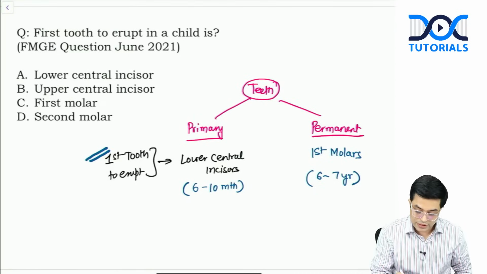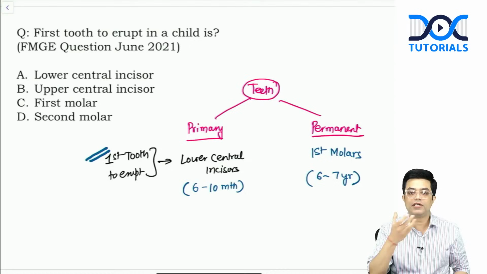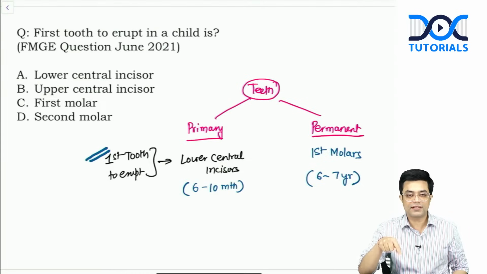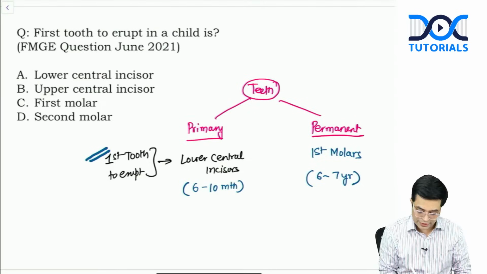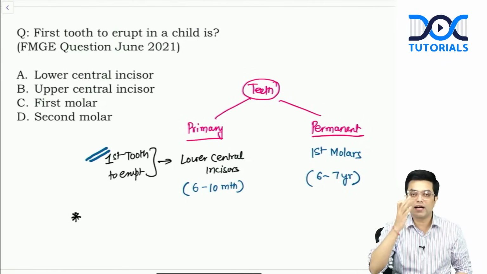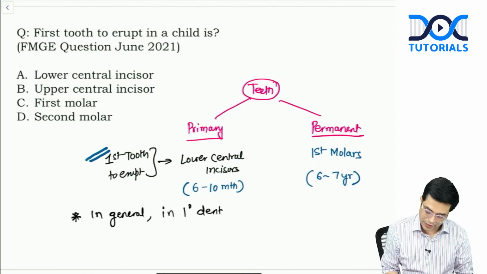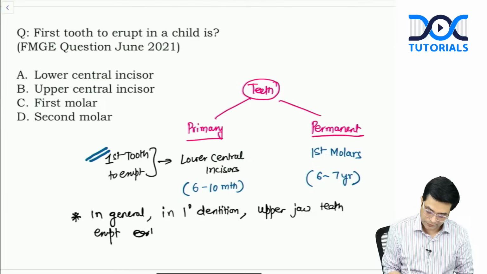There is also a rule which says that teeth in the upper jaw usually erupt earlier compared to teeth in the lower jaw. The only exception to that is the lower central incisors and sometimes the second molars. So as an additional extra edge point, those targeting December exam or possibly next exam, they can write a standard one-liner additionally that in general, in primary dentition, the upper jaw teeth erupt earlier than lower jaw teeth.